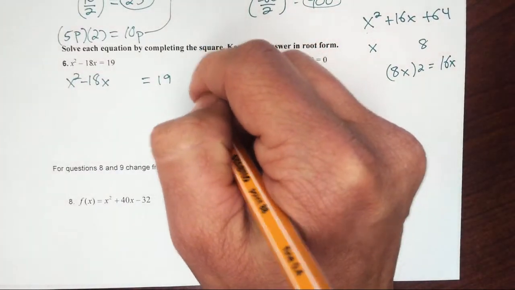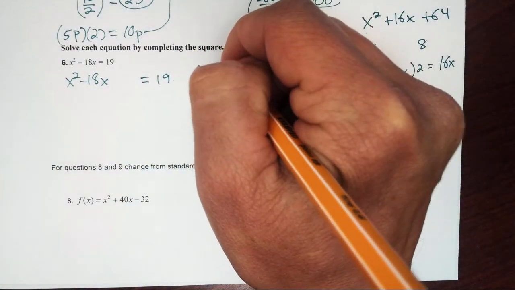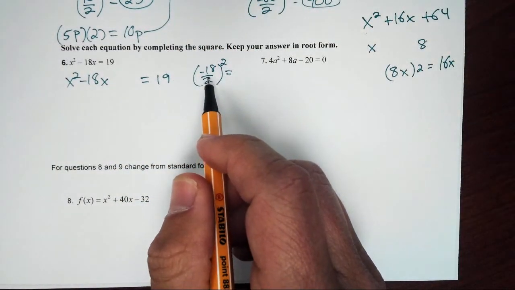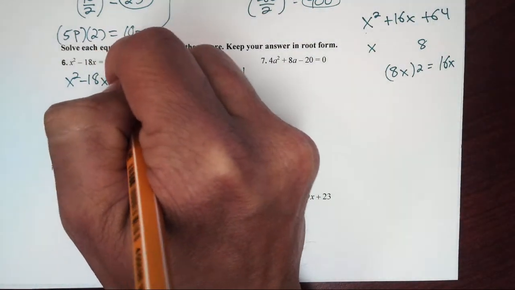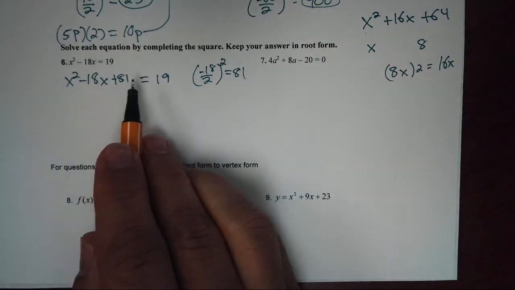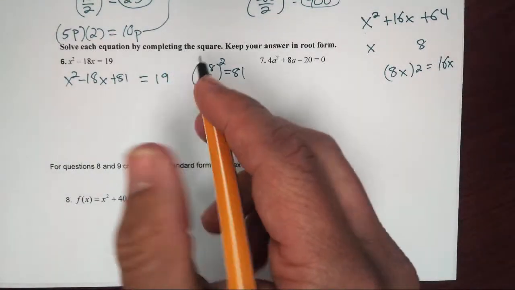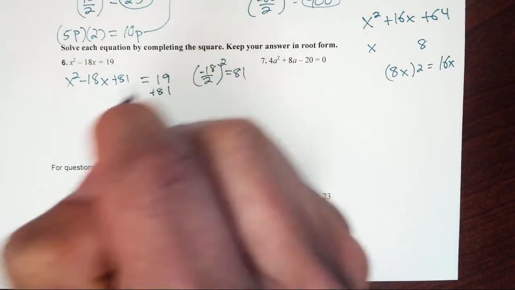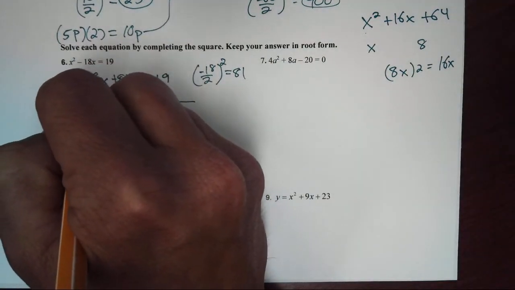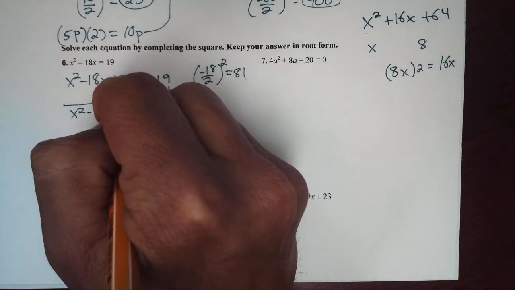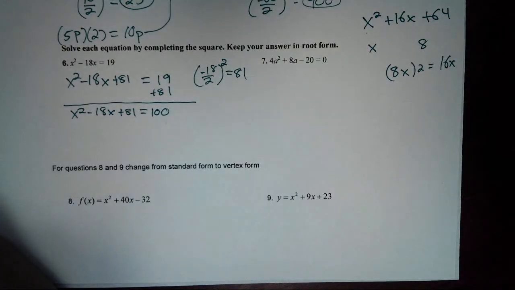Well, we take half of negative 18, and then we square it. So that's going to be negative 9 squared, which is 81. So I put a plus 81 here. Now that 81 was not part of the original problem, so we have just made the left-hand side heavier. So we have to do the exact same thing to the right-hand side. We have to add 81. So now I have x squared minus 18x plus 81 equals 100.